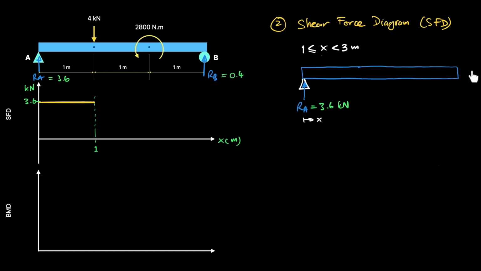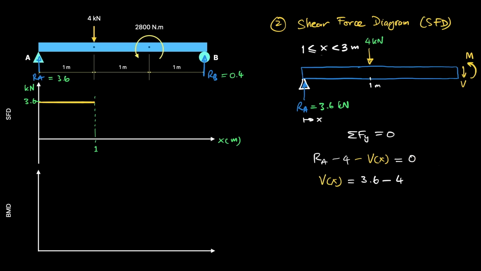Let's put again the internal forces. And now we have the point load 4 kilonewtons here at 1 meter. Again with vertical equilibrium, sigma Fy equals 0. We have Ra minus 4 minus V of x equals 0. And thus V of x is 3.6 minus 4 equals negative 0.4 kilonewtons. Note that V of x here is only applicable for x from 1 to 3 meters. And that means from 1 to 3 meters, the shear force is negative 0.4 kilonewtons.